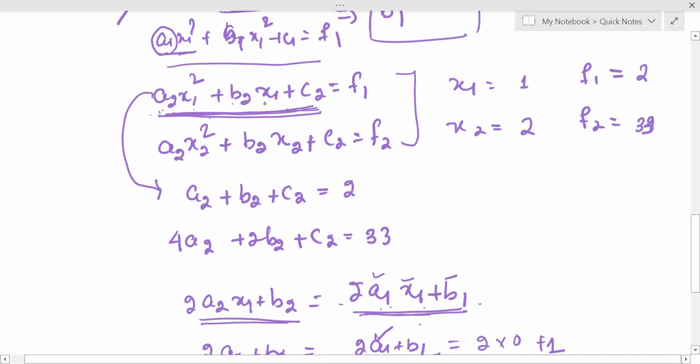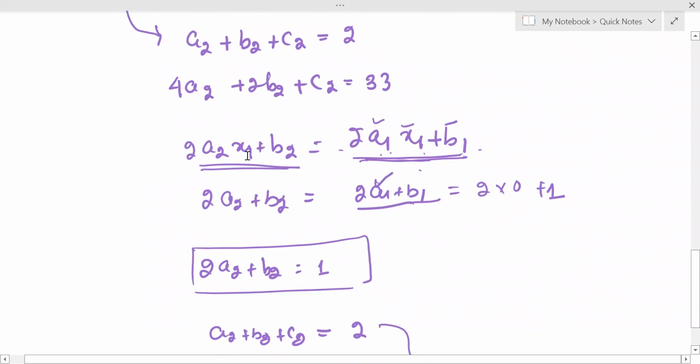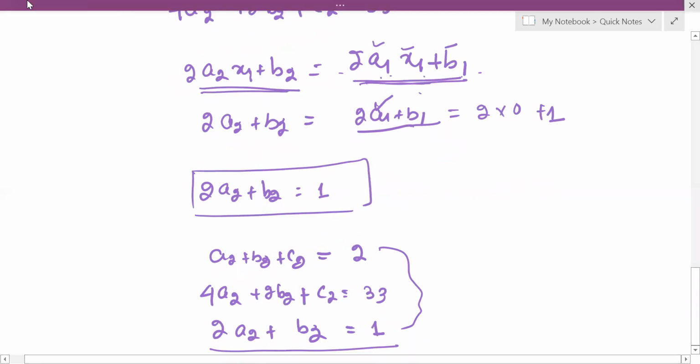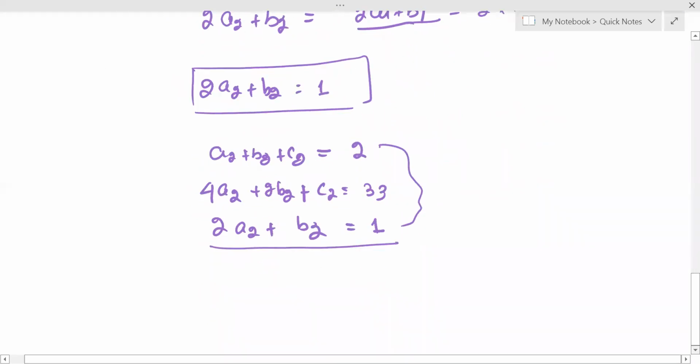2A2 x1 plus B2, तो यस सर। अभी x1 का वैल्यू 1 जब डाल देते हैं तो इक्वेशन 2A2 plus B2 आ जाएगा। देन A1 एंड B1 वैल्यू सब्स्टिट्यूट कर देंगे। देन इक्वेशन 2A2 plus B2 इक्वल टू 1 आ जाएगा। Then you see three equations we consider here. A2 plus B2 plus C2 is equal to 2, and 4A2 plus 2B2 plus C2 is equal to 33, and 2A2 plus B2 is equal to 1. Clear?